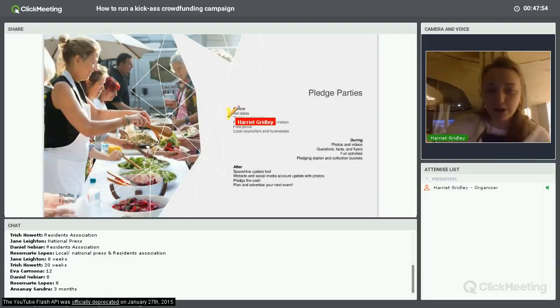Before any pledge party, you need to set the dates, and have these dates set really early on in advance, so that you can tell everyone that pledges to your project that you're going to have an event and that you'd love them to come down.